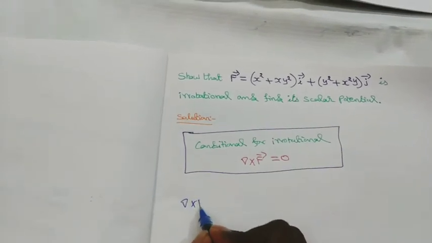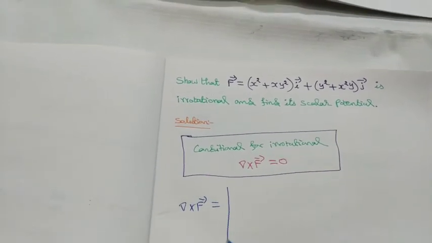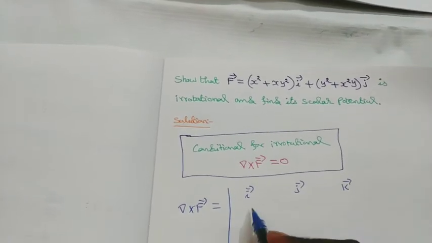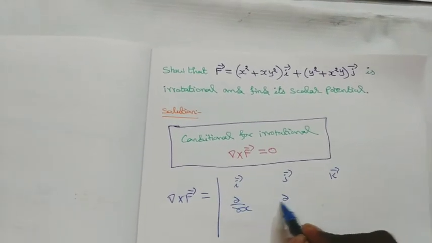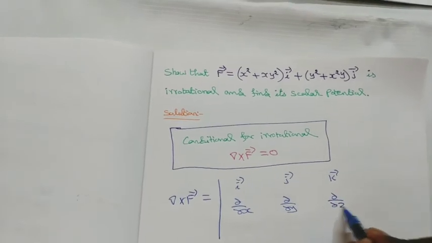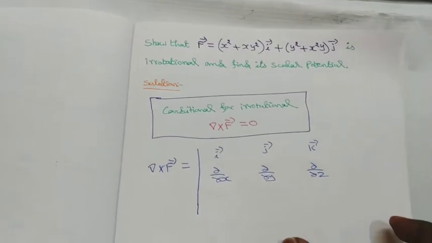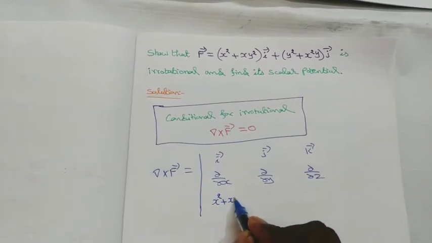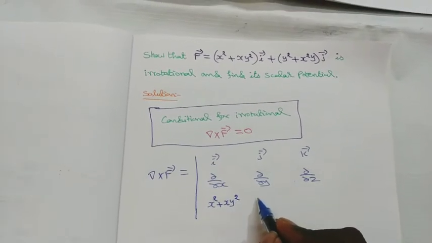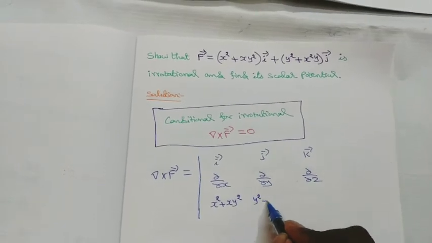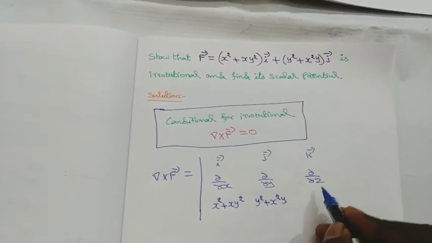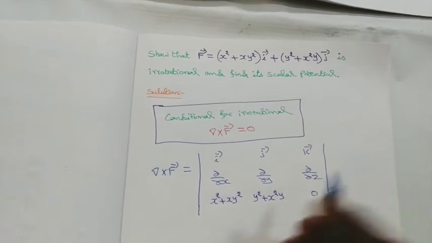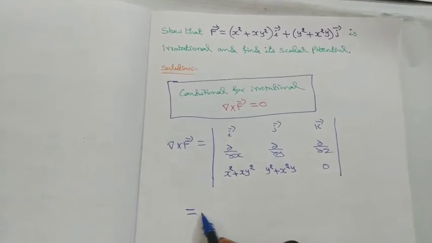So del cross f vector is equal to the determinant of i, j, k; ∂/∂x, ∂/∂y, ∂/∂z; and now the coefficient of i is x² + xy², coefficient of j is y² + x²y, and coefficient of k is 0 because there are no k terms. So now I am going to expand.